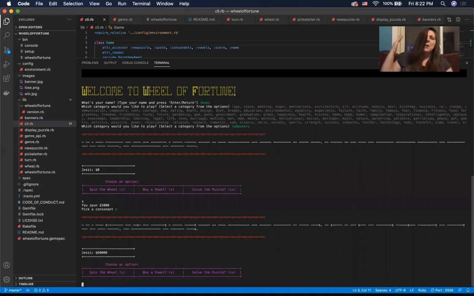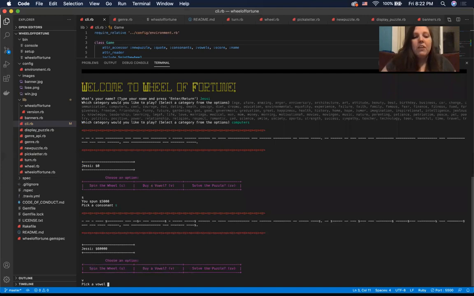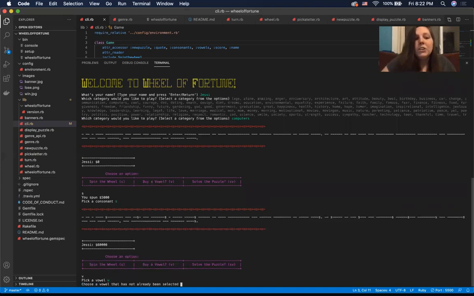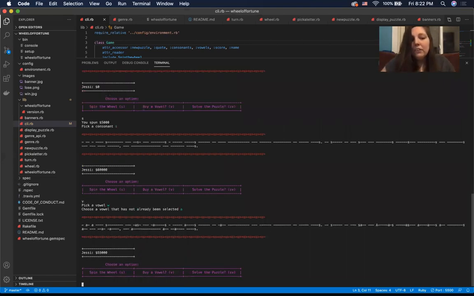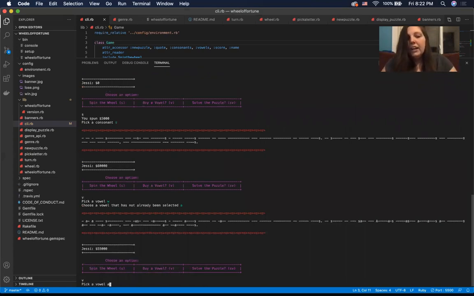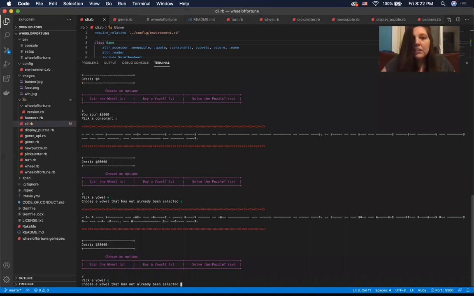And I just made bank. 60,000. I'm going to buy all of my vowels just like that. Okay. Now, when I go to buy a vowel, if I type in a consonant, W, it's going to tell me choose a vowel that has not already been selected. Okay. So I'm going to say A, that's a vowel. If I buy a vowel again and I try to choose A again, it's going to say choose a vowel that has not already been selected.